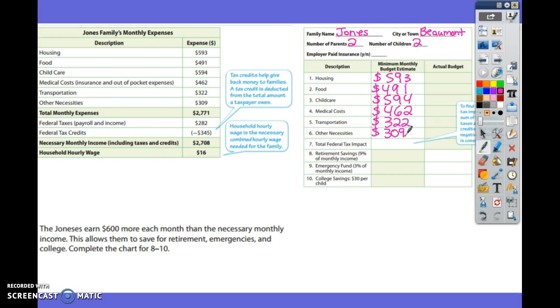The total tax impact is going to be taking the amount from the chart that says federal tax credits, which we see here is a negative $345, and adding that to the federal taxes, payroll, and income, $282. So since we have different signs, we will subtract. Our larger number is negative, so our answer is going to be negative. 5 minus 2 is 3. Borrow from the 3 to become a 2. 4 becomes a 14. 14 minus 8 is 6. So we get a negative $63.